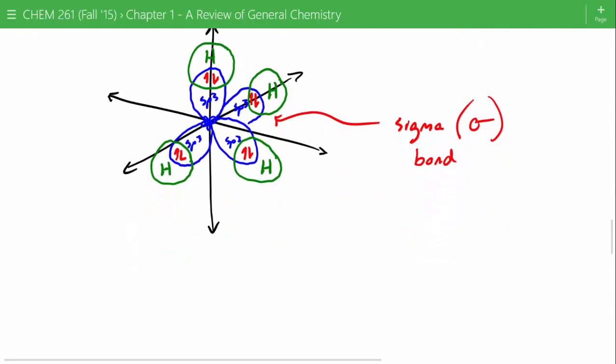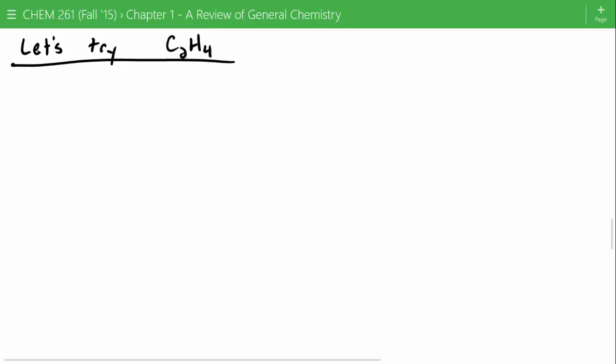Okay, so let's try a different one. And I'm going to stick with hydrocarbons. Let's try C2H4. So this is ethylene. It's the monomer for most of the plastics that we use today. So if you guys look at the bottom of your water bottles, it usually says PE or HDPE. That stands for polyethylene, high density polyethylene. But let's first draw the Lewis structure for C2H4.